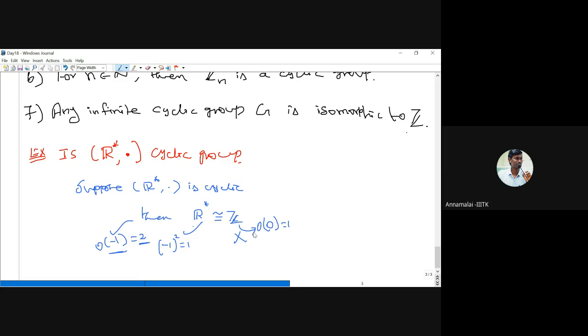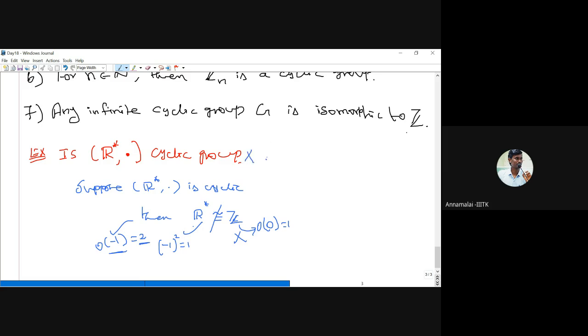So isomorphism will preserve all the properties. If R star contains an element of order 2, then Z should contain an element of order 2. But Z does not, because Z contains only one finite order element, which is 0. All other elements have infinite order. Therefore, this is not isomorphic. Since R star is not isomorphic to Z, we can easily say that R star is not a cyclic group.